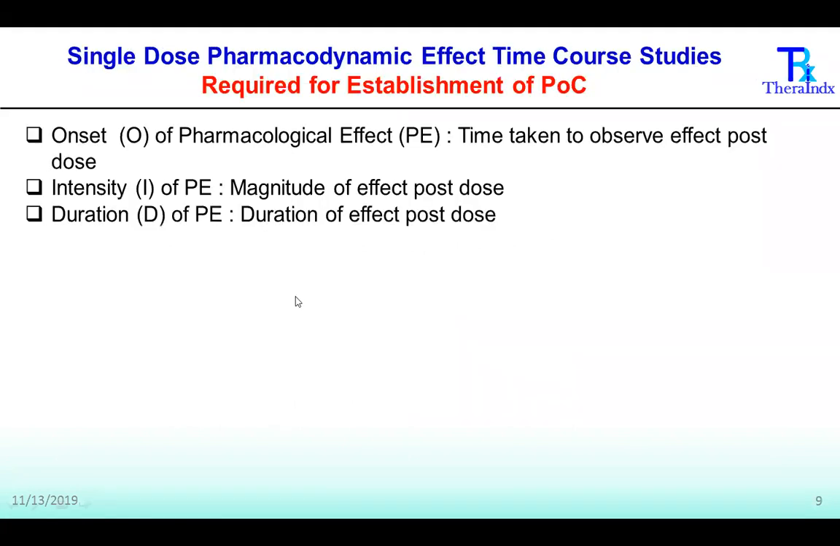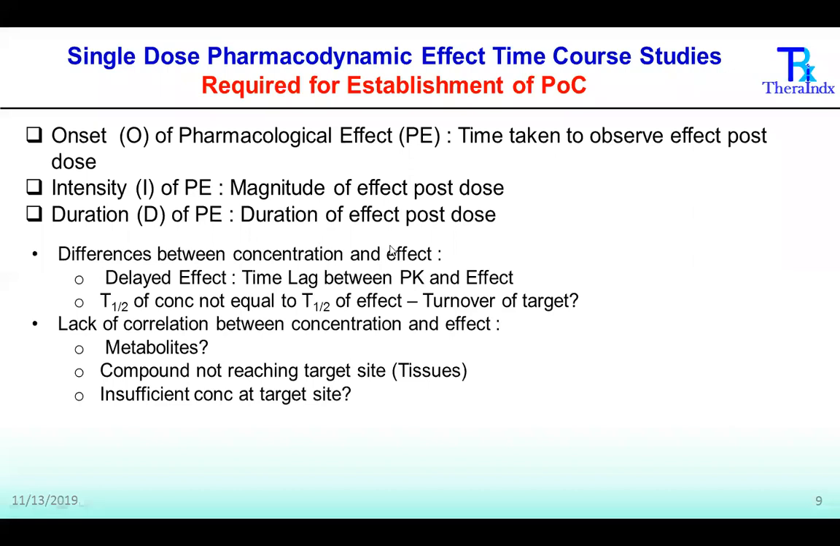So in order to establish proof of concept, it's very important to perform single dose pharmacodynamic effect time course studies. And three major parameters determine the effect. The first thing is the onset of the pharmacological effect. It's the time taken to observe the effect post-dose. The intensity of the pharmacological effect is the magnitude of the effect post-dose. And the duration of the pharmacological effect is the duration of effect post-dose.